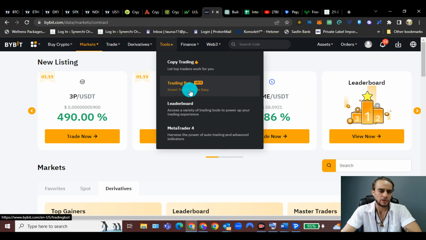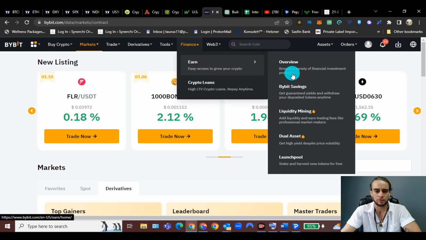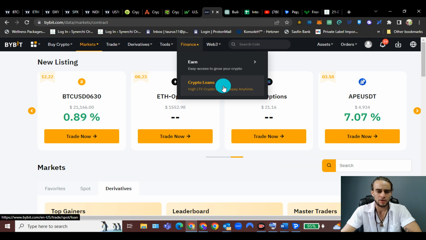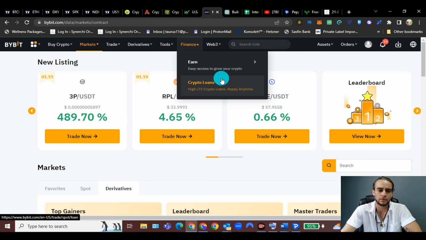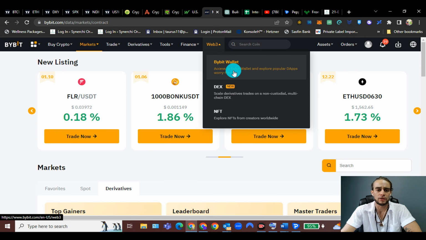So you've got copy trading, leaderboard, MT4, you've got finance, you can earn, so you can stake your coins in Bybit savings. You've got liquidity mining, dual asset mining, and a launch pool. And you've got loans. I don't know if you know much about how to use crypto loans, go ahead and do it, but I don't, so I won't recommend that for now. And you've got Bybit wallet, you've got the decentralized exchange, and you've got NFT platforms.